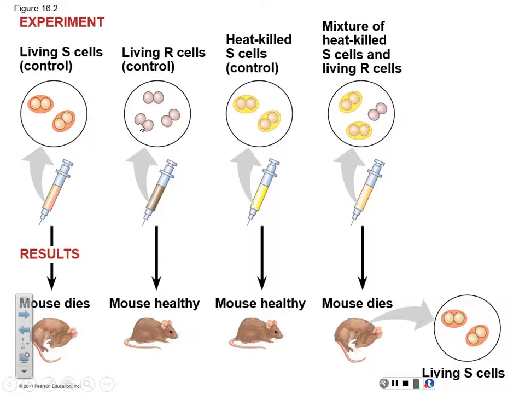He coined a word to describe what he had observed, right? The word that he used was transformation. It's a British guy, it's an English word, makes sense, right? That's a fair word to describe what's happened here. Somehow or other, the dead smooth bacteria were able to transform the live rough bacteria into smooth bacteria.